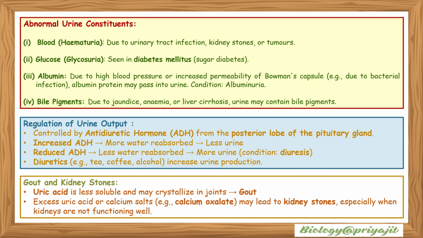Gout and kidney stones: uric acid is less soluble and may crystallize in joints, which forms gout. Excess uric acid or calcium salts like calcium oxalate may lead to kidney stones, especially when kidneys are not functioning well.